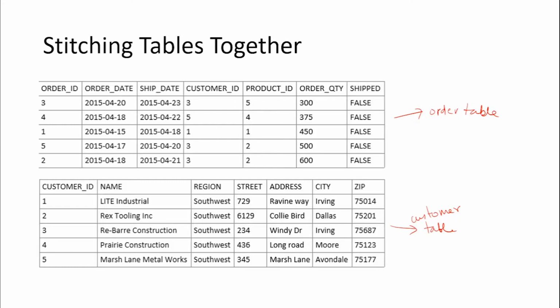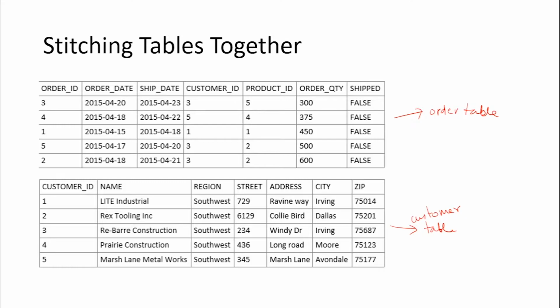And the final one is shipped, which is basically a boolean. If it is false, it means the product has not yet been shipped, and if it is true, that means the product has already been shipped. In the customer table we have customer ID, then name, that is the name of the customer, and region, street, address, city, and zip code. The rest of the columns are basically the address of the customer.